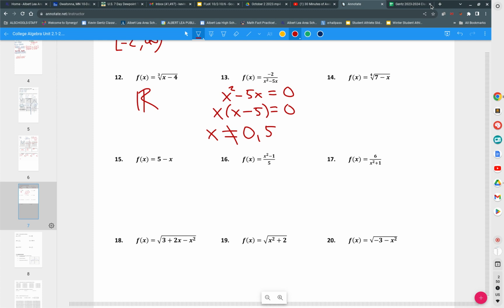Fourth root, do those cause problems? Yep. Absolutely. 7 minus x cannot be negative. It must be greater than or equal to 0. I subtract the 7, I get negative x is greater than or equal to negative 7. And I divide by negative 1, x is less than or equal to positive 7. As we express that in interval notation, that would be from negative infinity to positive 7.